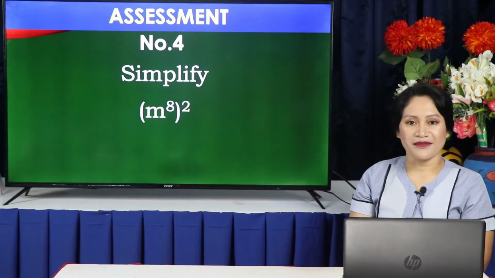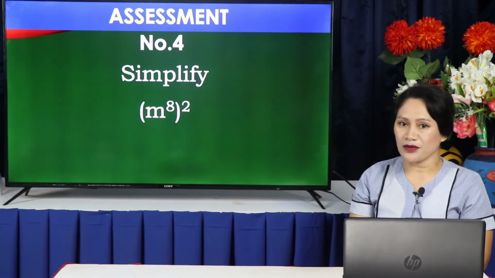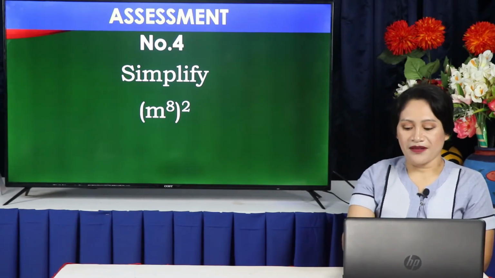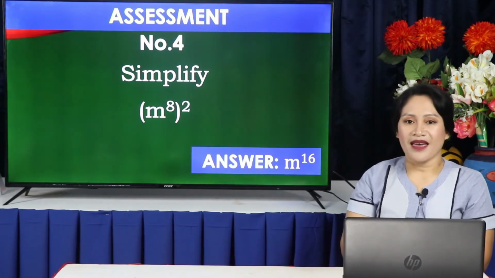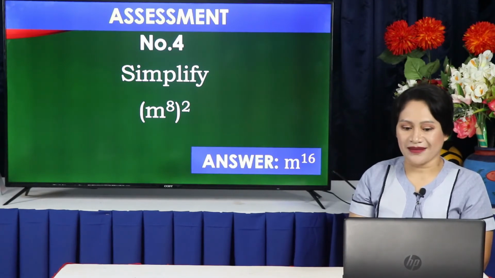Item number 4. M to the power of 8 raised to the power of 2. Time's up. The correct answer is m to the power of 16.